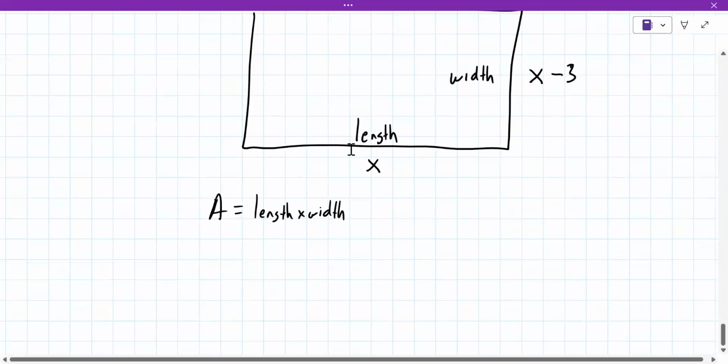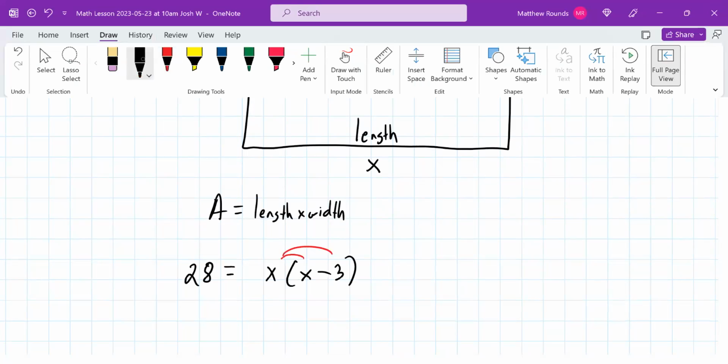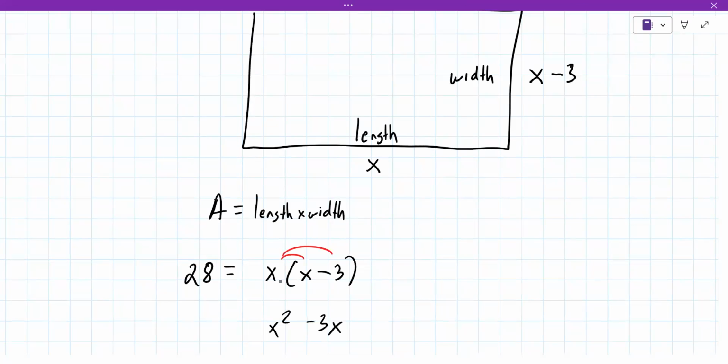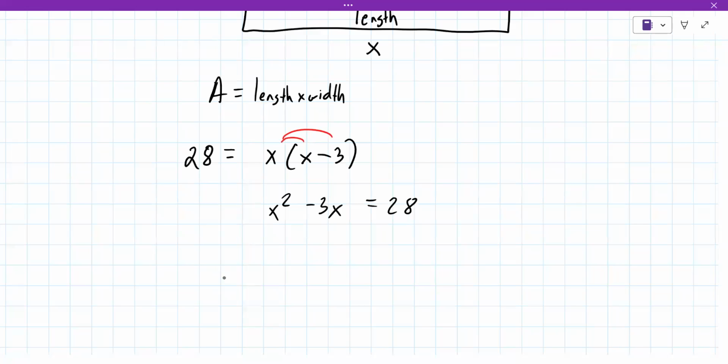Okay, so in your problem, the area is 28. The length is x and the width is x minus 3. Is that okay? All right. Now, to solve this, we have to take the x and distribute it to both terms here. x squared minus 3x. Now, I don't like when the number's on the left, so I'm going to move it to the right. That's totally allowed.